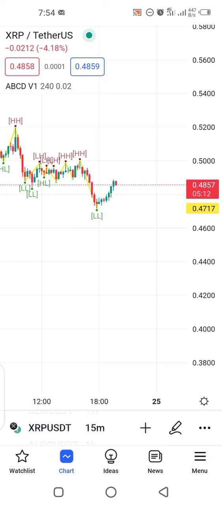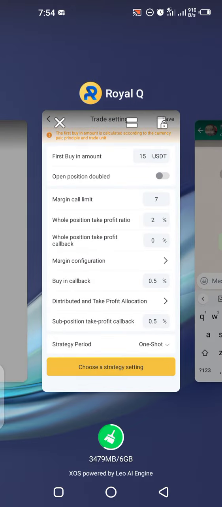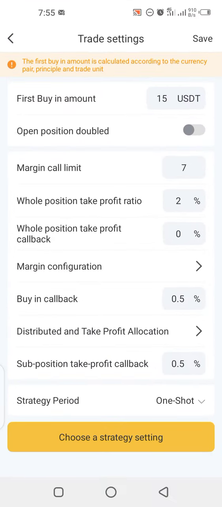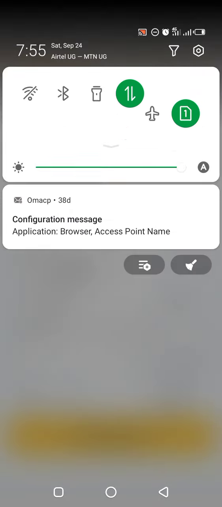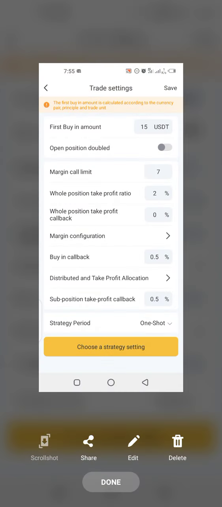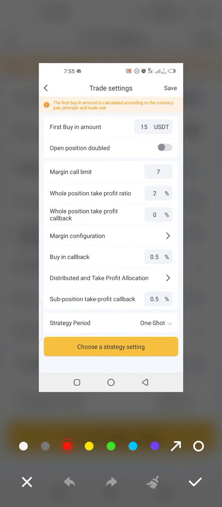Basically, what I would advise is to make sure when you pick a trade, you have margin calls in play. Let's get into margin calls. Now we go to our Royalq platform. It depends on how much capital you have. All right, we know first buying amount is the first amount of money you want to expose in the market. So let me say you have $200.